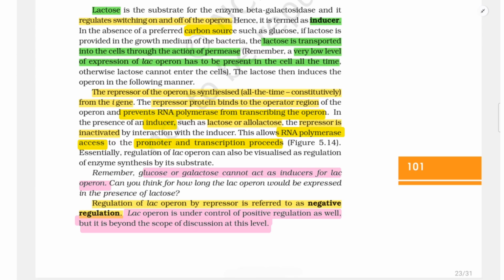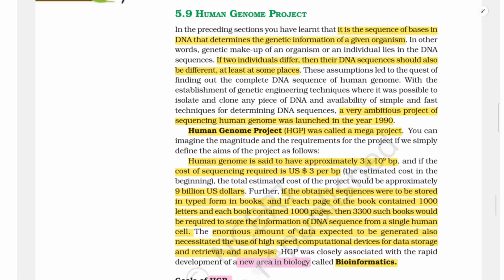Remember, glucose or galactose cannot act as inducers for lac operon. Can you think for how long the lac operon would be expressed in the presence of lactose? Regulation of lac operon by repressor is referred to as a negative regulation. Lac operon is under control of positive regulation as well, but it is beyond the scope of discussion at this level.